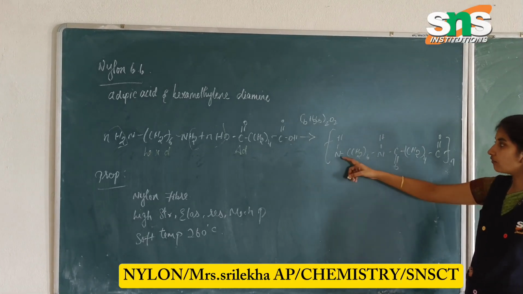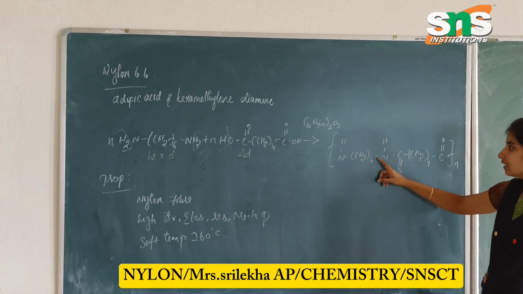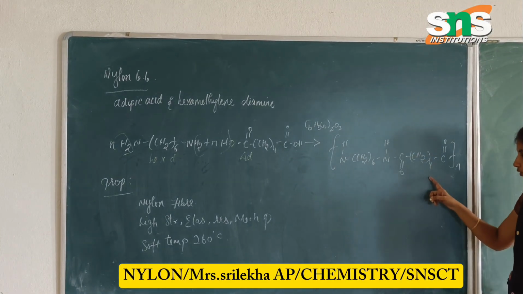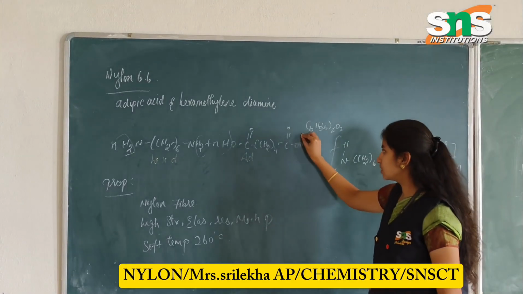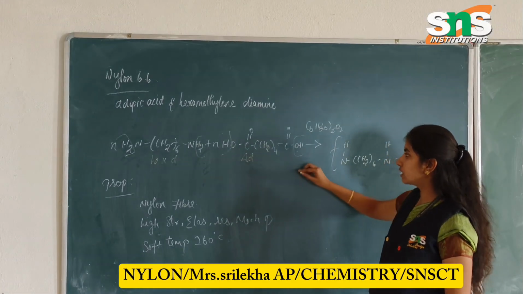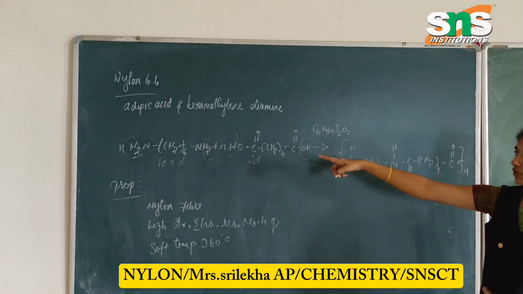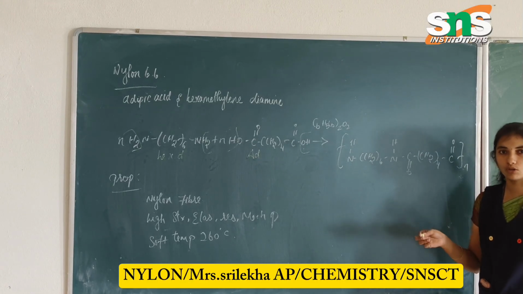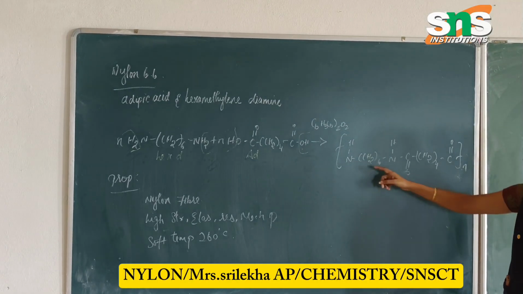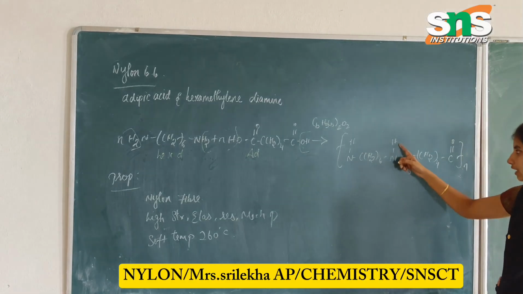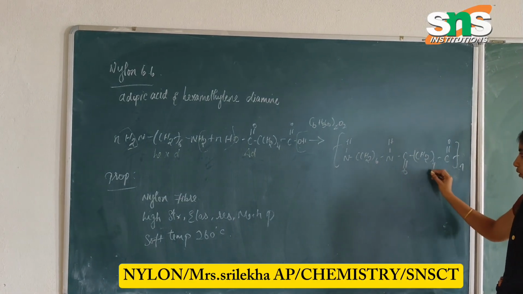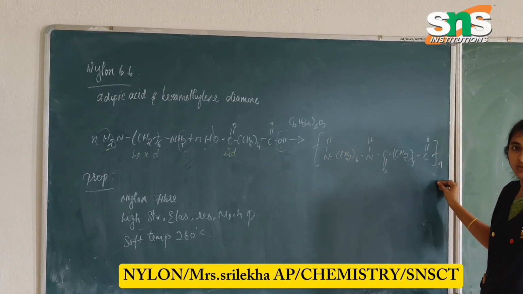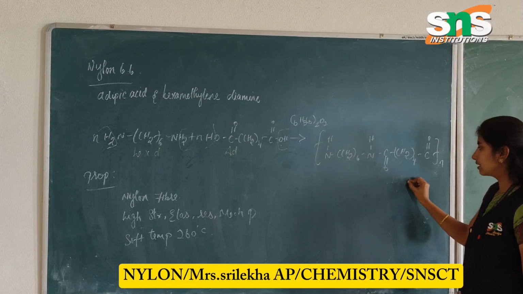We will get the structure NH (CH2)6 NH, which combines with C=O (CH2)4 C=O. With the formation of this structure, the OH with one H is removed as a water molecule, and again the H and the OH group are removed as water molecules. With the release of two H2O molecules we get the nylon structure, NH (CH2)6 NH C=O (CH2)4 C=O, with n repeating units. So this is the structure of nylon 6,6.